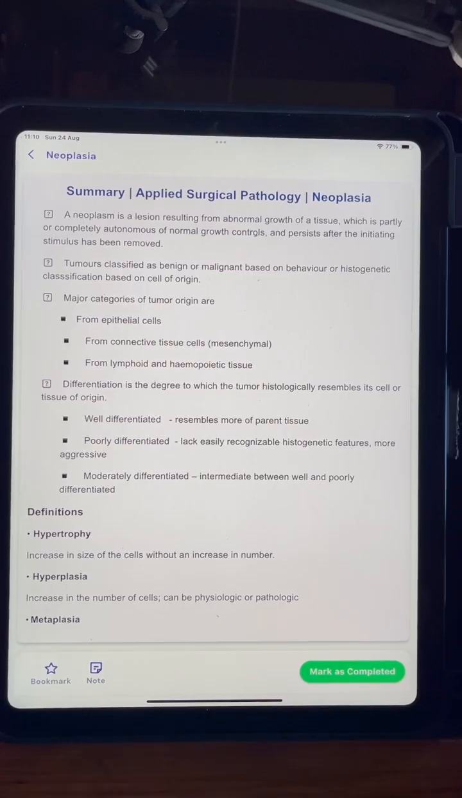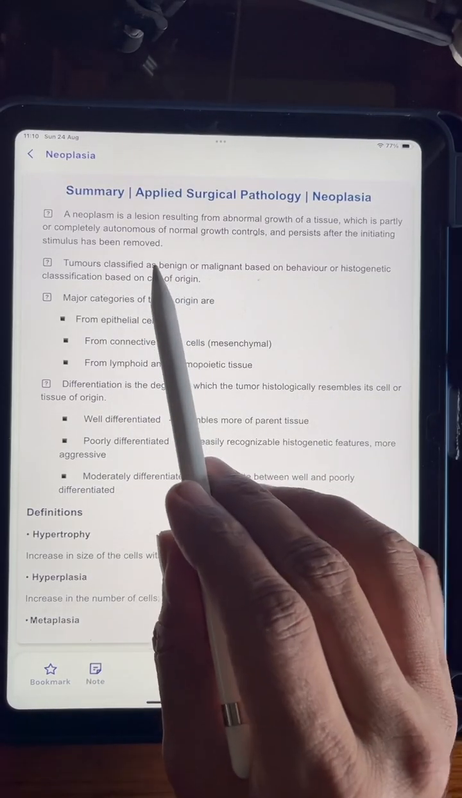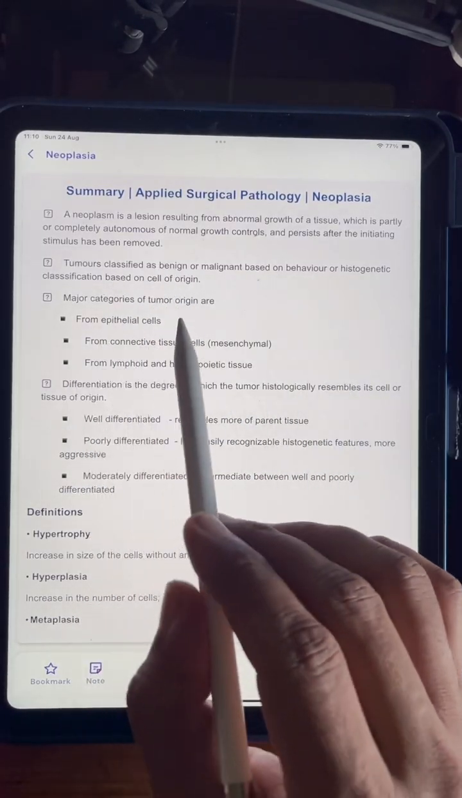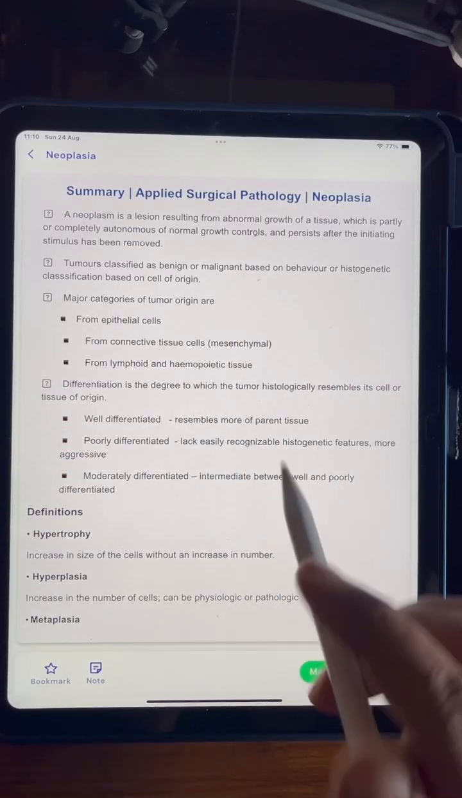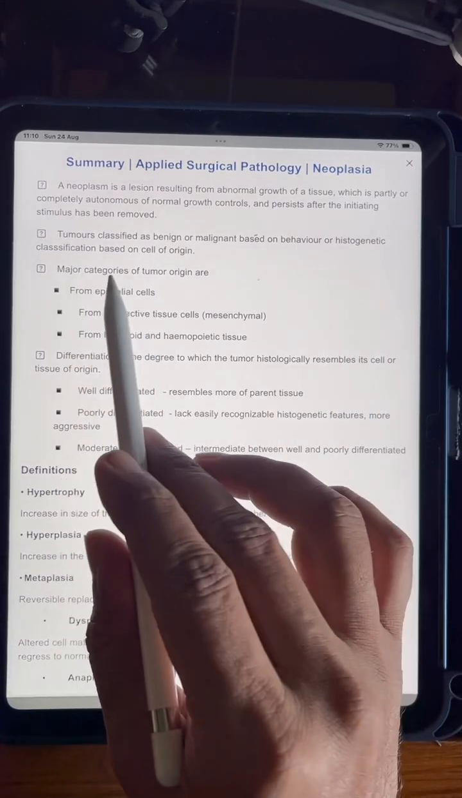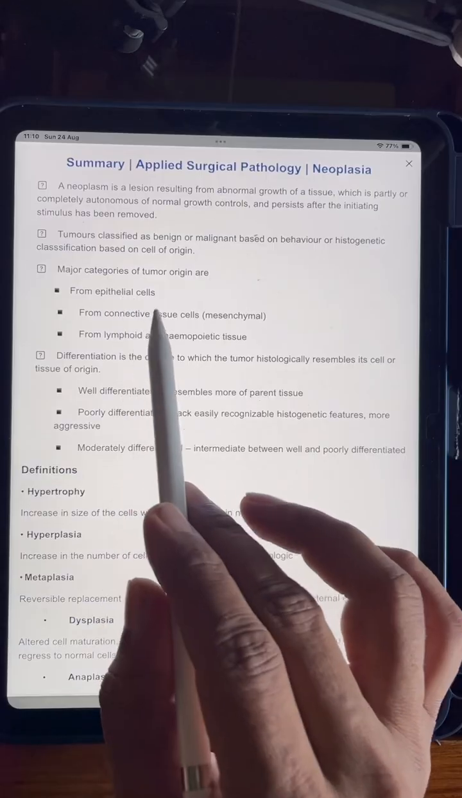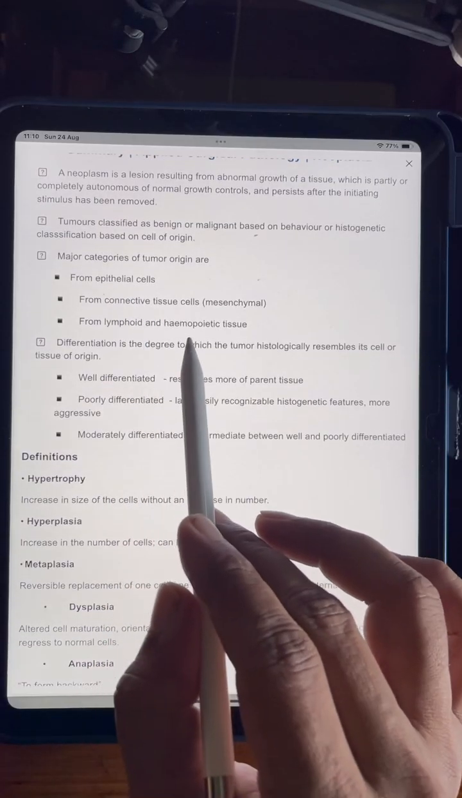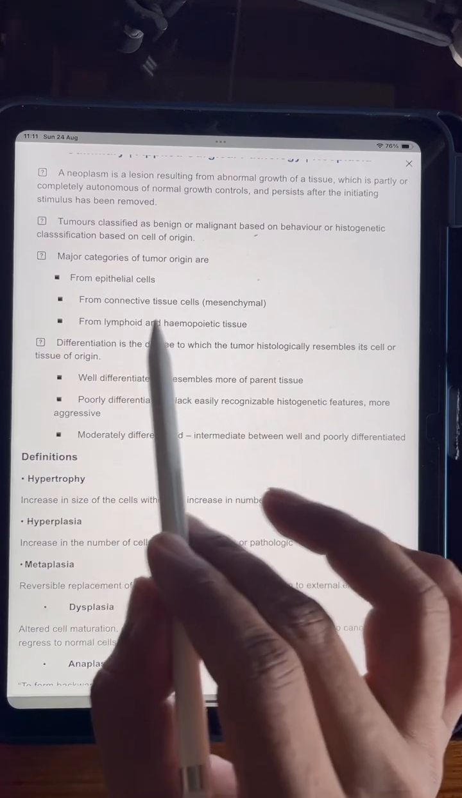So neoplasia. What is neoplasia? Neoplasia is a lesion resulting from abnormal growth of tissue which is partly or completely autonomous. Tumors are classified as benign or malignant based on their behavior, or there is histogenic classification based on cell level. Major categories of the tumor are from the epithelial cell, connective tissue, lymphoid, and hemopoietic tissue. 3 different types of cells: epithelial, connective, lymphoid.